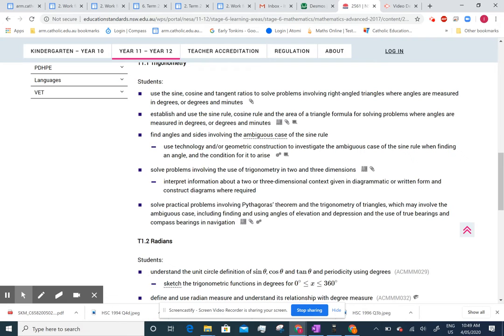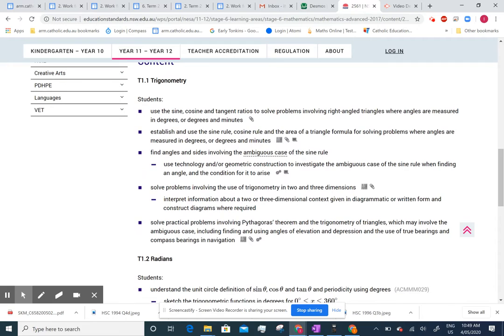And what I want you to have a look at is the 5th dot point down here for trigonometry T1.1, solving practical problems involving Pythagoras' theorem, the trigonometry of triangles, which may involve the ambiguous case. I'm going to talk about that next lesson, including finding and using angles of elevation and depression. We did that last lesson. And using true bearings and compass bearings.